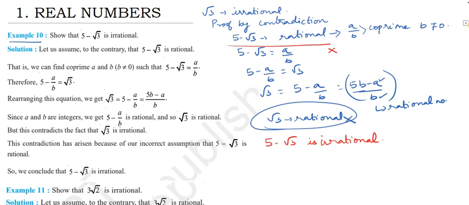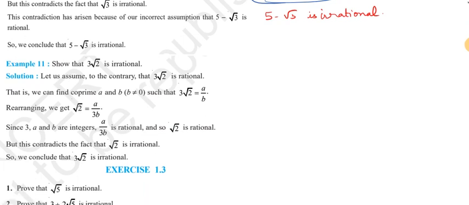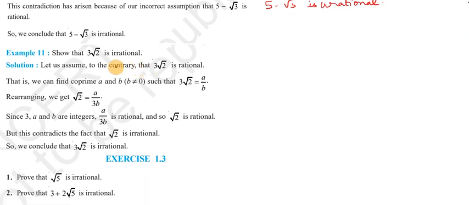Now we will discuss example 11. In example 11, we have to show that root 3 plus root 2 is irrational. Again we are taking the contradiction. So what will the contradiction say?